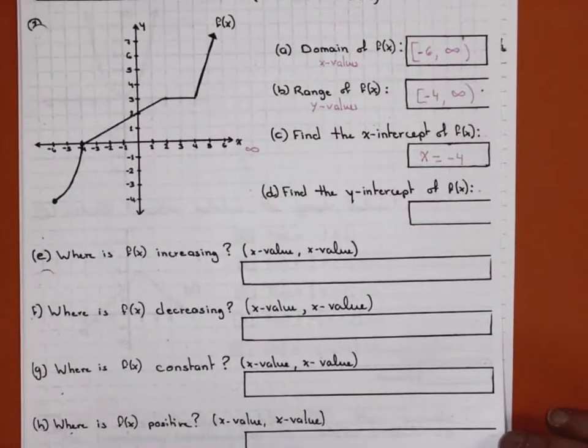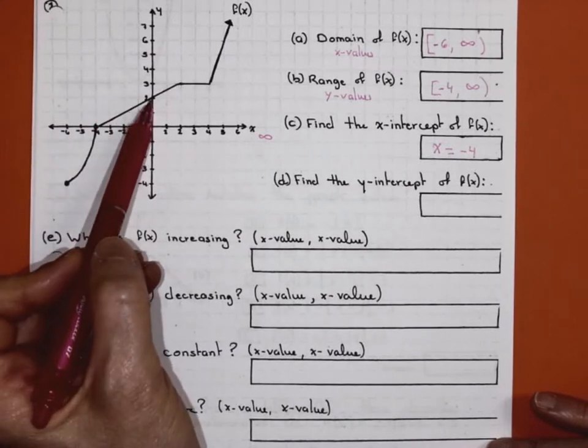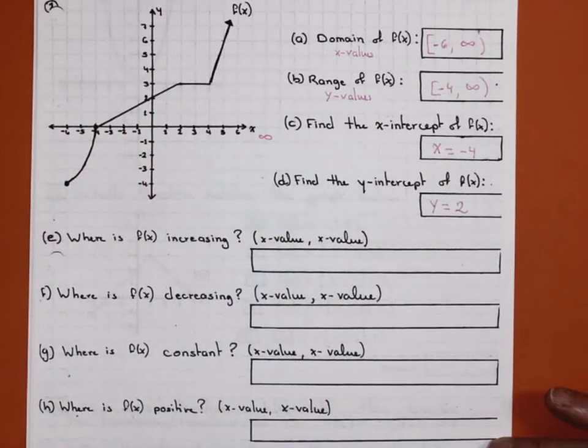Alright, back to this one. Find the y-intercept. So the y-intercept is where we cross the y-axis, so it's right there at 2, and again label, so y is equal to 2.